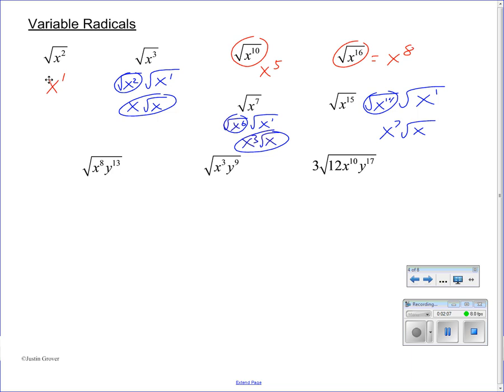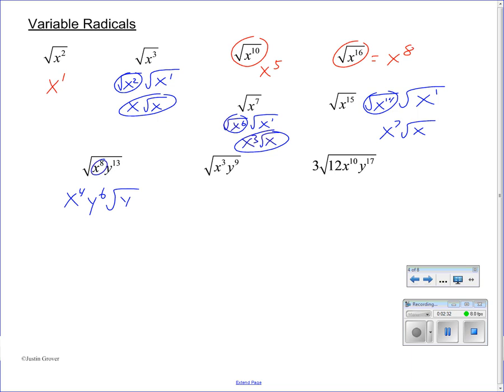Here we're just combining a couple of variables in one shot. Rad x to the 8th, y to the 13th. The x to the 8th is even, so we're just going to take out x to the 4th. The 13th is odd, so I need to take half of 1 less than that. 1 less than 13 is 12. Half that is 6, and 1 y stays inside.